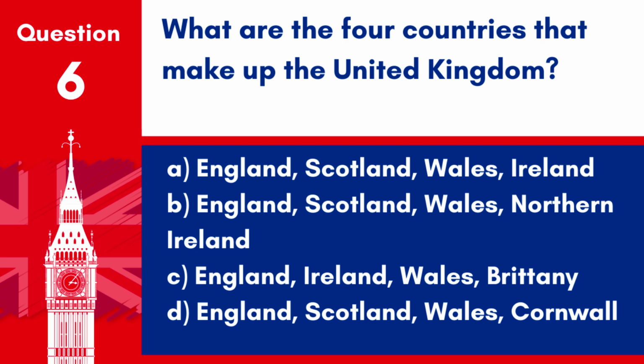Question 6. What are the 4 countries that make up the United Kingdom? A. England, Scotland, Wales, Ireland. B. England, Scotland, Wales, Northern Ireland. C. England, Ireland, Wales, Brittany. D. England, Scotland, Wales, Cornwall. Answer: B. England, Scotland, Wales, Northern Ireland. The United Kingdom is made up of 4 countries: England, Scotland, Wales, and Northern Ireland.